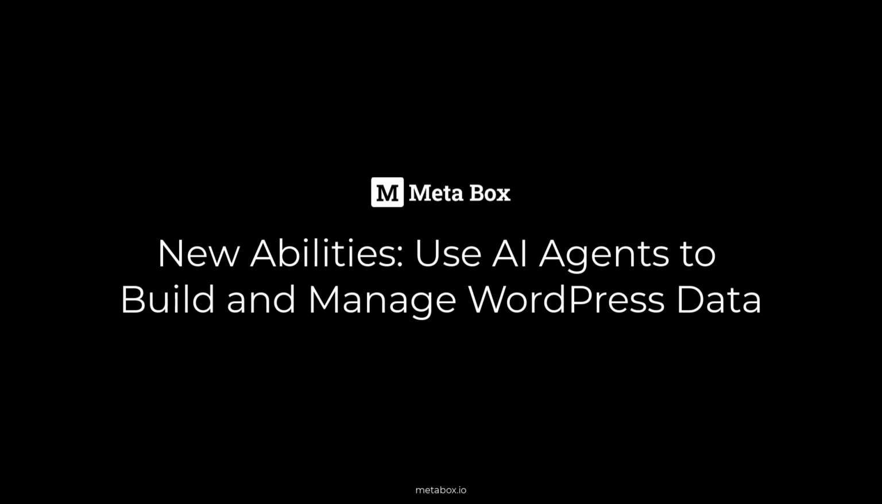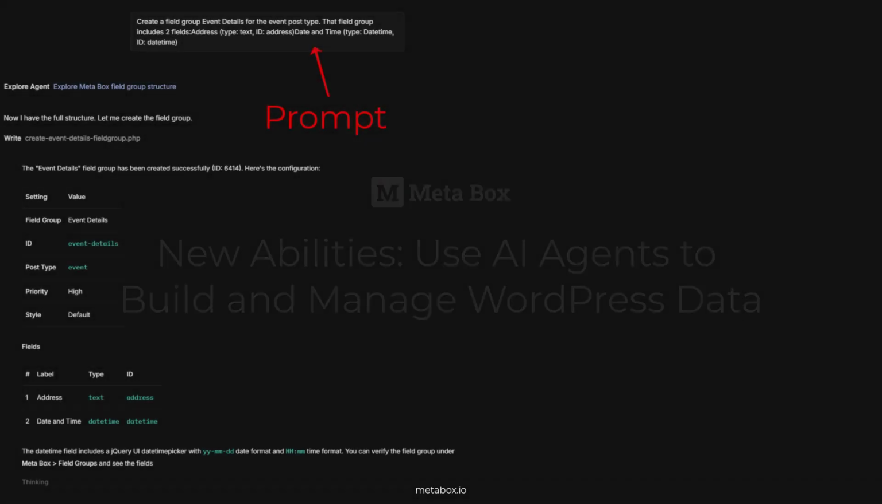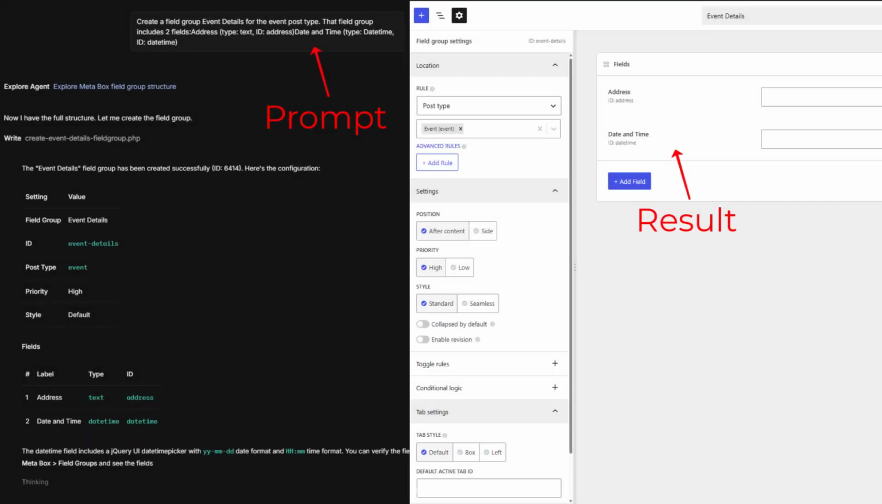Have you ever wished you could build and manage WordPress data simply by talking to AI? That's now possible with MetaBox AI abilities. They enable AI agents to create and manage custom post types, taxonomies, custom fields, posts, and more, all through natural language. In this video, I'll show you how to use it.